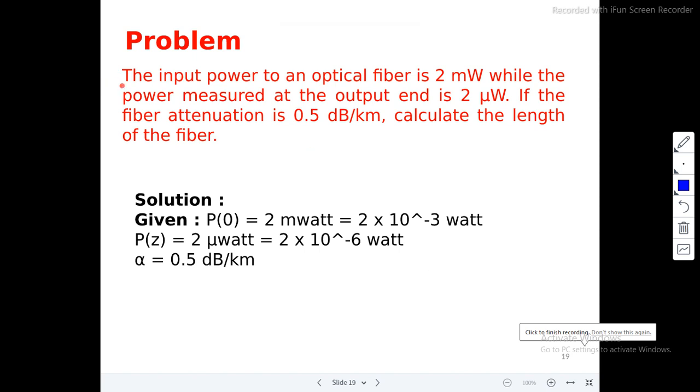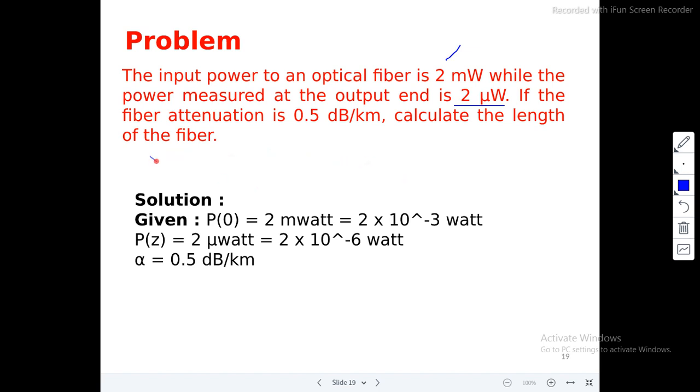Next problem: the input power to an optical fiber is 2 milliwatts. Milli means 10 to the power of minus 3 watts, so milliwatts will be converted into watts, 10 to the power of minus 3 watts. Next, the power measured at the output end is 2 microwatts. If the fiber attenuation is 0.5 dB per kilometer, calculate the length of the fiber.